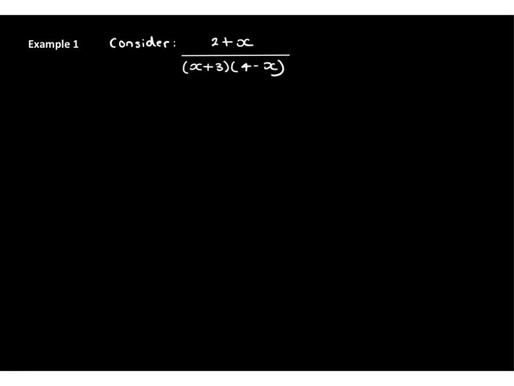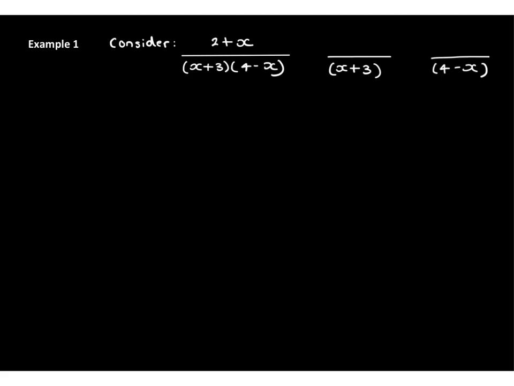So as ever, we'll start with an example. We're going to consider the algebraic fraction 2 plus x over x plus 3, 4 minus x. And we are going to try and find out what fractions originally combined to create this as an answer. So let's go about this logically. Now we know to create a common denominator of x plus 3, 4 minus x, one of our fractions will have had a denominator of x plus 3. And our other fraction will have had a denominator of 4 minus x.